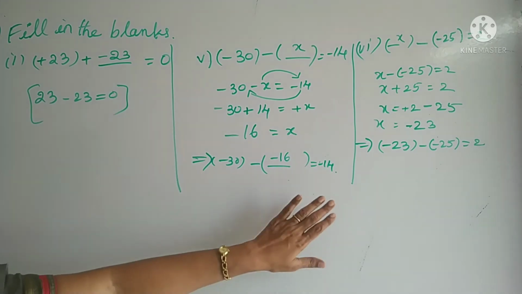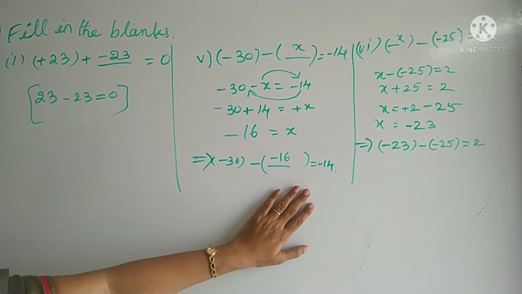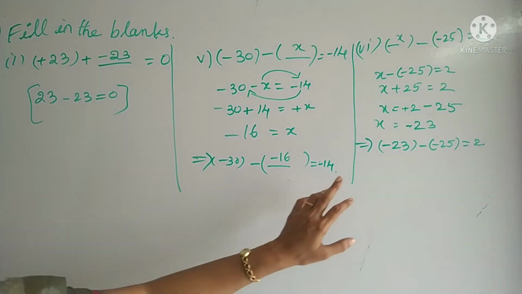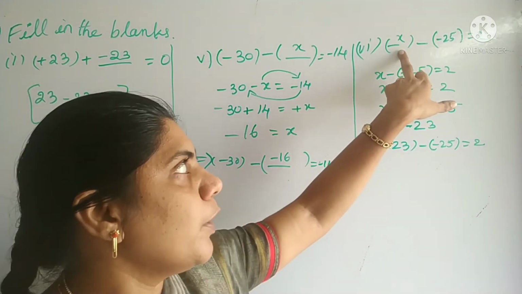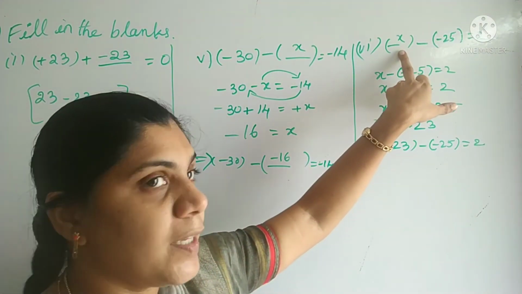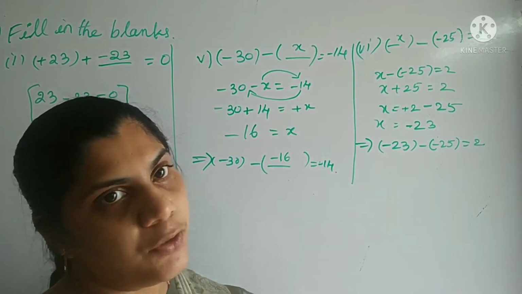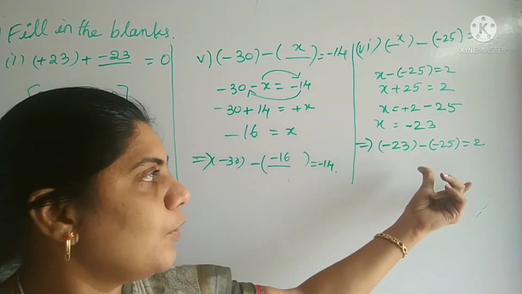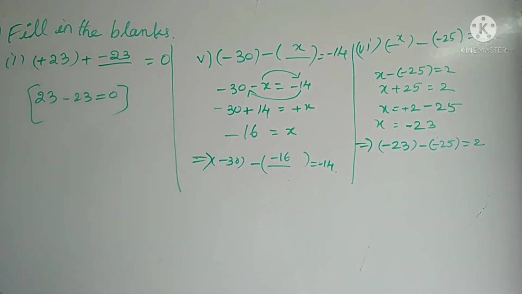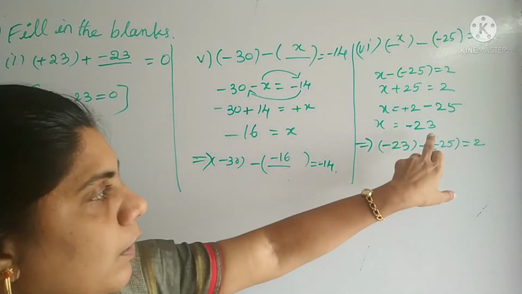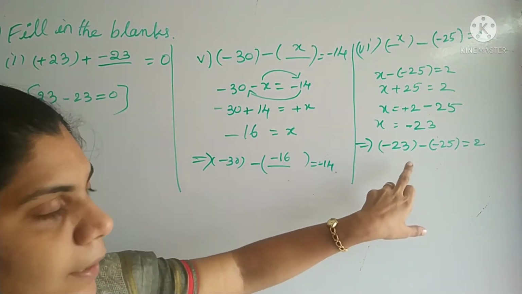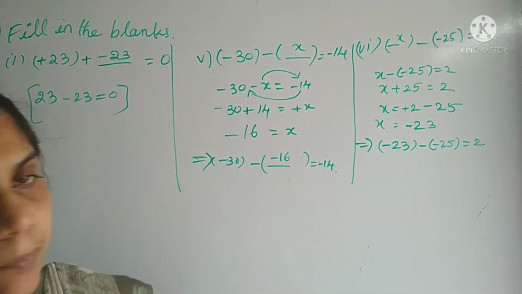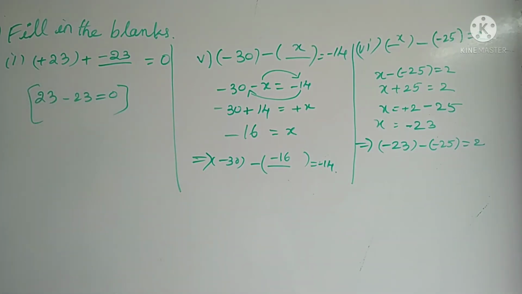So like that, you have to find the missing numbers. Okay, you understood this one. If you don't know any value, take it as x and do the calculation. You will get the unknown value. After finding the unknown value, replace it in the given problem. Whatever value you find, replace it in the given problem. That is your answer. Okay, good.